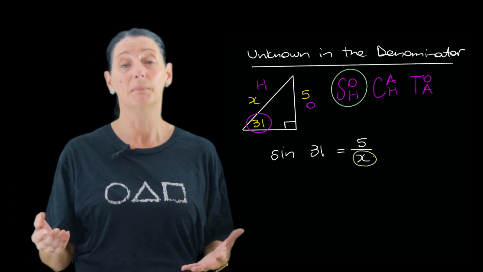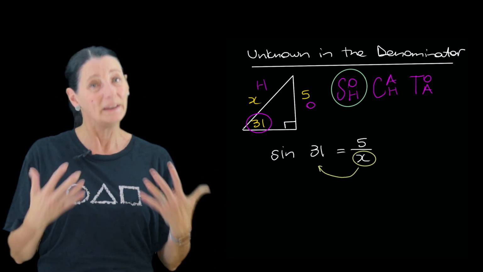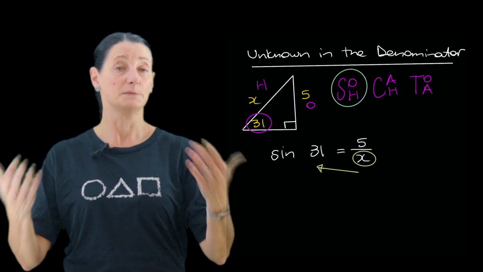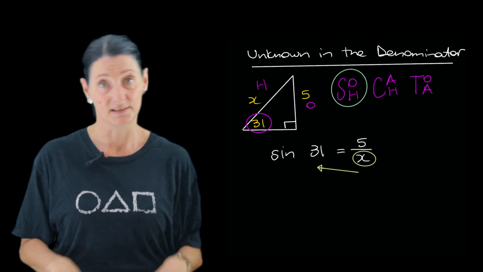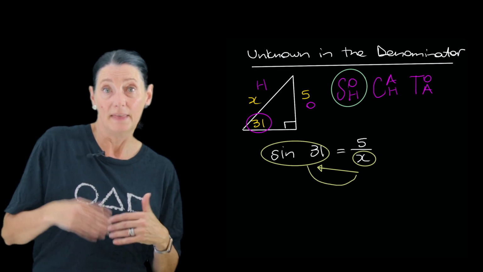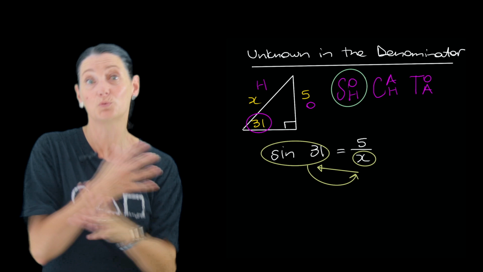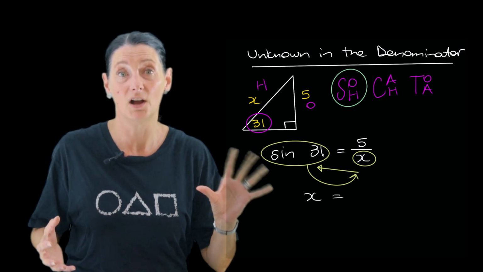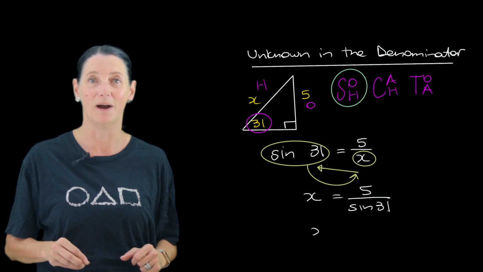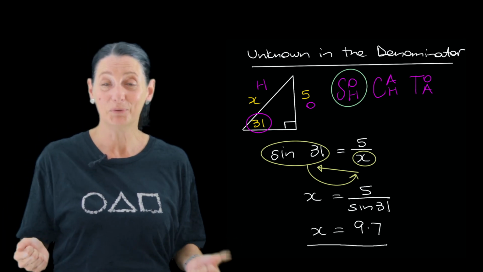You can see that my unknown, my x, is in the bottom of my fraction. So this time we need to solve for x. What we really do is we multiply both sides by x, then divide both sides by sine 31. But hang on, let me show you a little trick. When you have x in the bottom, in the denominator, all you have to do is swap them. Swap the x, swap the sine 31, and you calculate x equals 5 over sine 31. Again, put it in your calculator and you'll get an answer of 9.7.